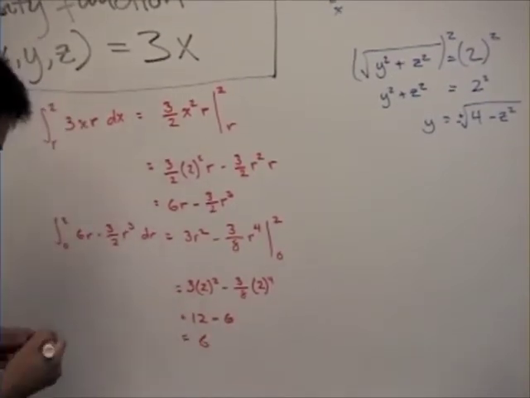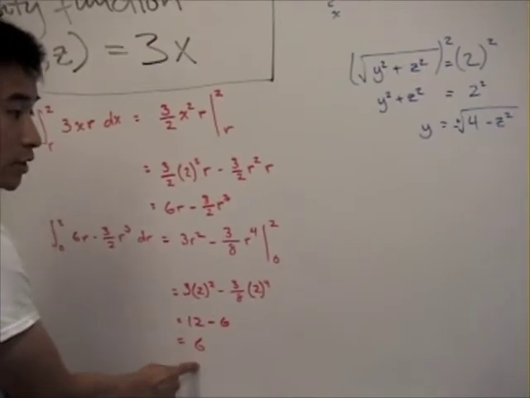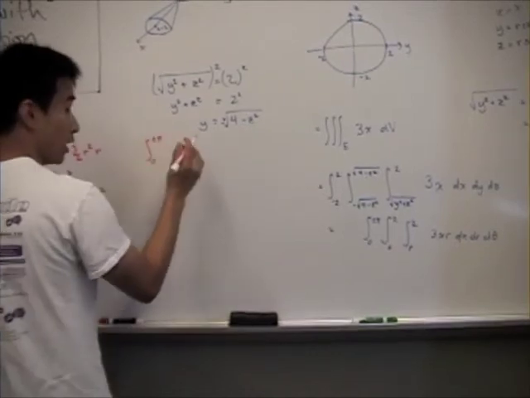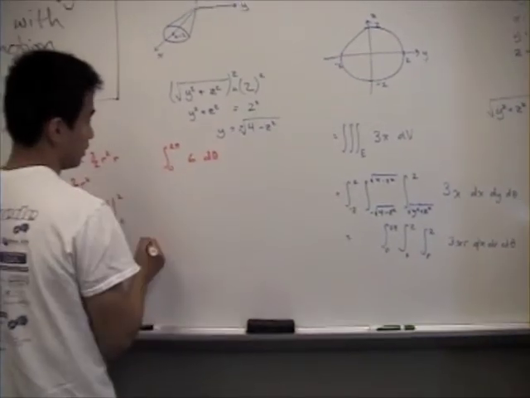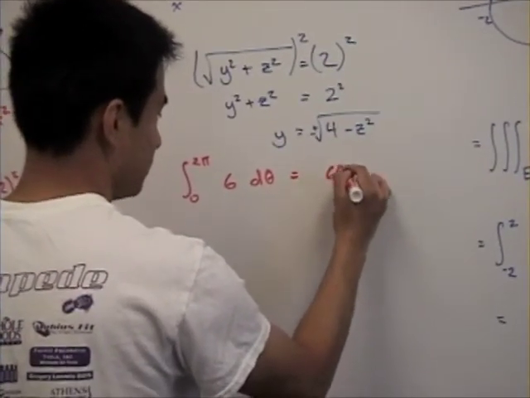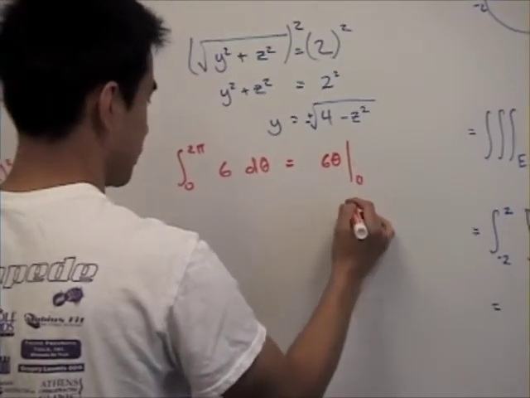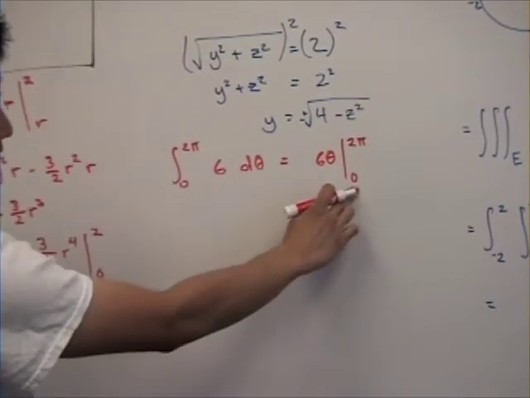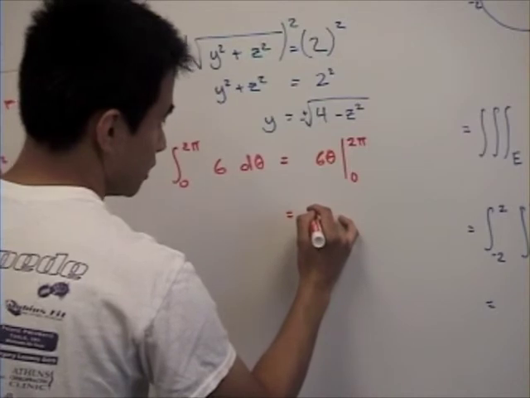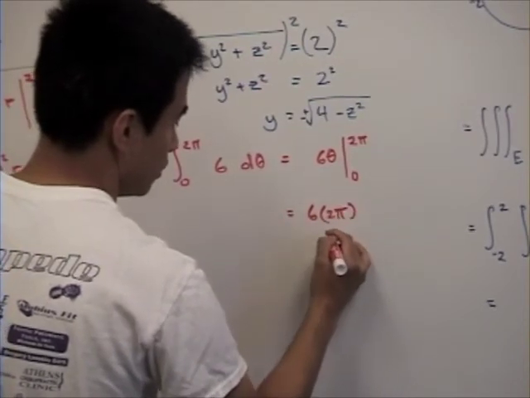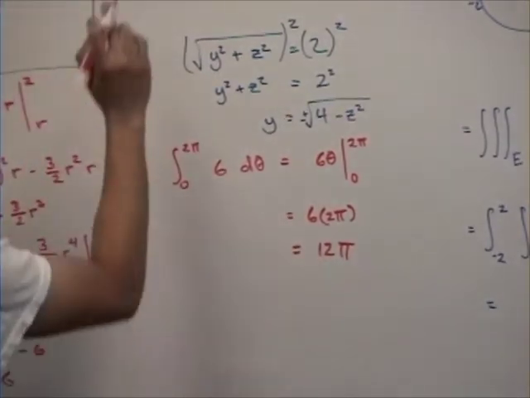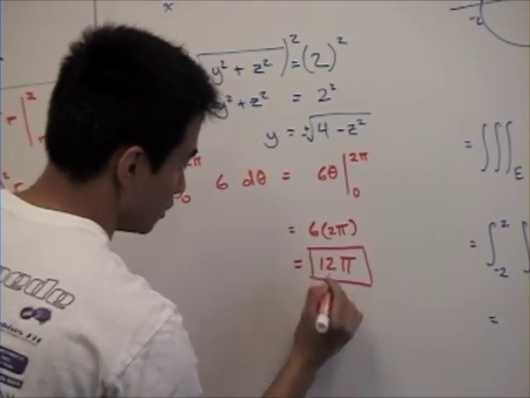Now, I'm going to integrate this with respect to theta. So it's going to be the integral from 0 to 2 pi of 6 d theta, right? So this is going to turn into 6 theta from the limits 0 to 2 pi. And recall that I don't need to subtract 0 considering the fact that 6 times 0 is 0. So it's just going to be 6 times 2 pi, which is 12 pi. And so our mass is going to be equal to 12 pi. And that's our answer.